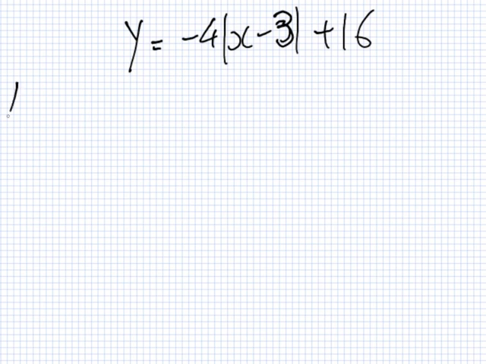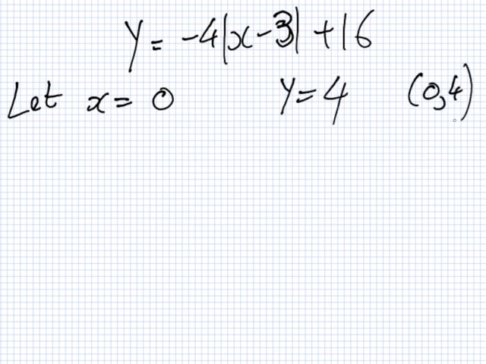Yeah, so we let x equal 0. So it's not actually 16, because if I put x as 0, 0 minus 3 is minus 3, absolute of minus 3 is 3, times 4 is 12. Minus 12, plus 16, is 4. So the y is actually 4. So (0, 4) is my first point.